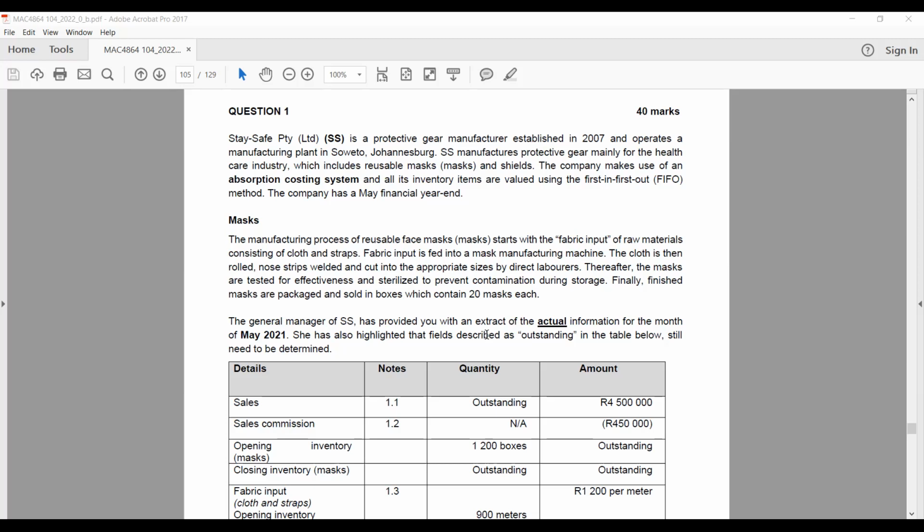Now, the general manager of SS has provided you with an extract of the actual information for the month of May 2021. He has also highlighted that fields described as outstanding in the table below still need to be determined. So let's have a look.